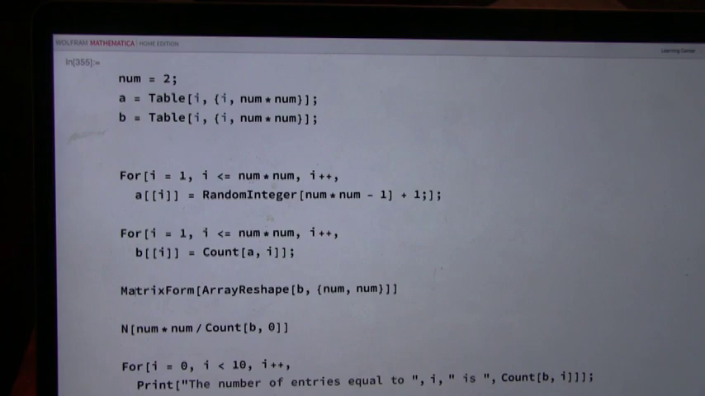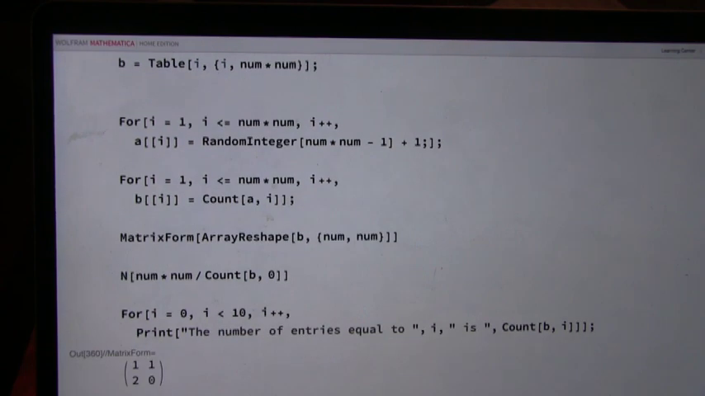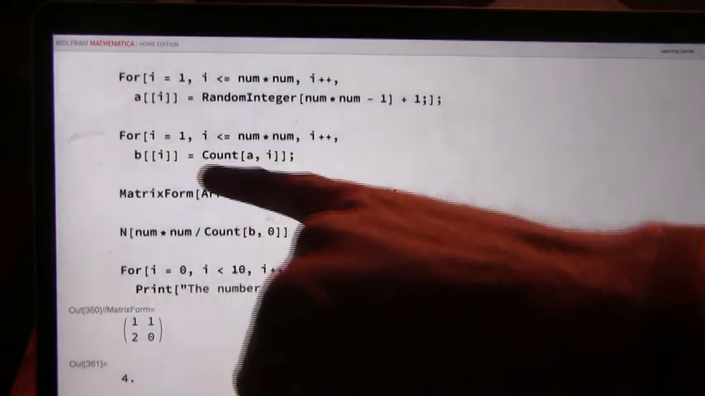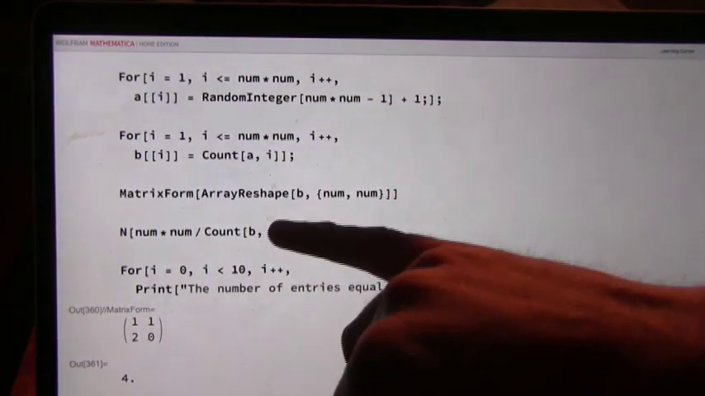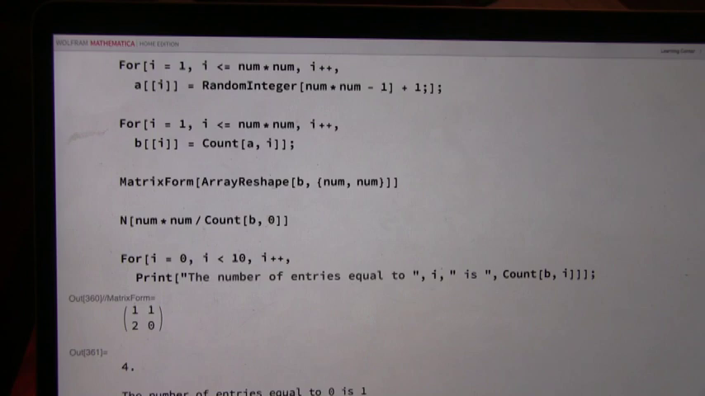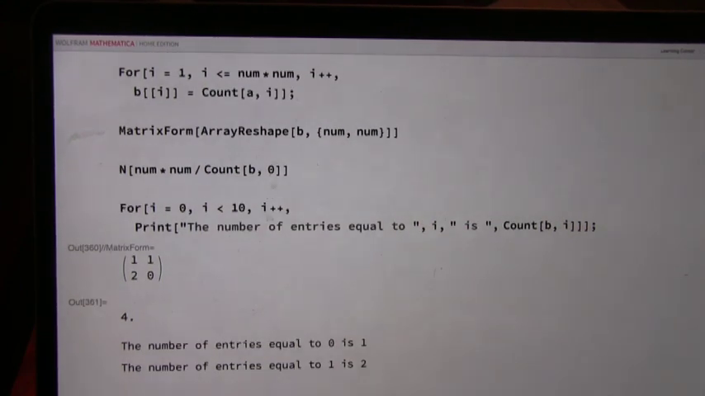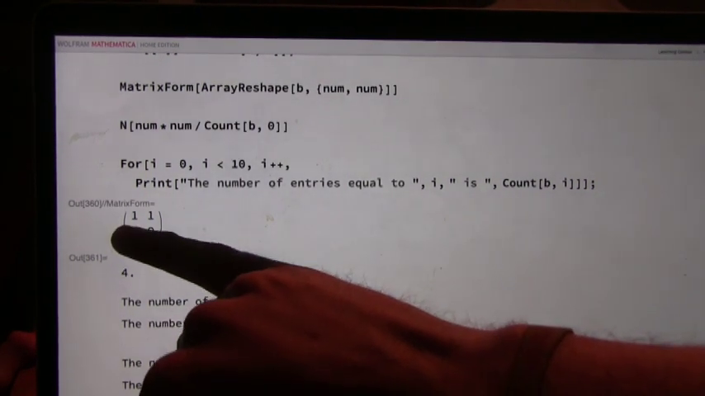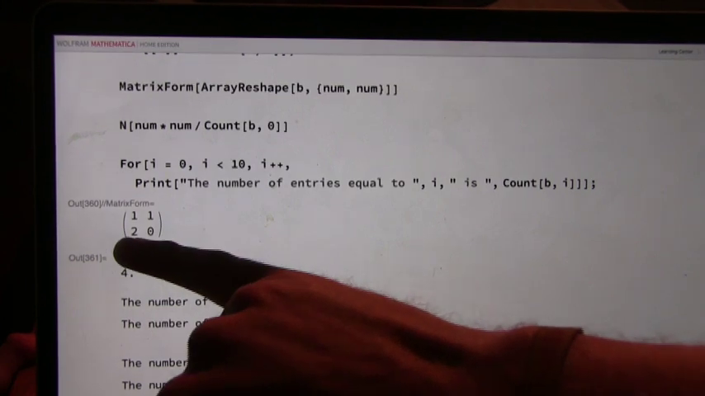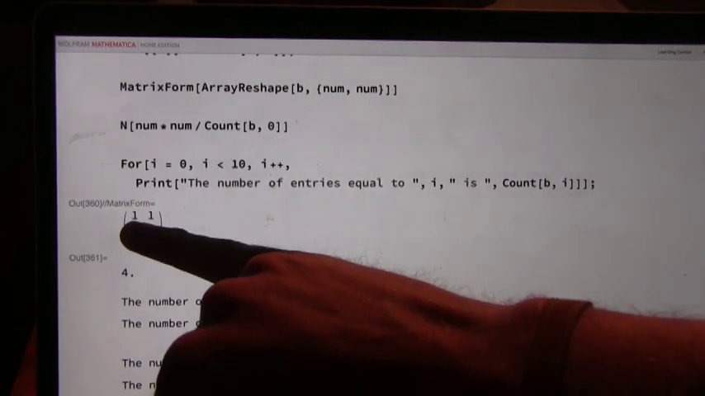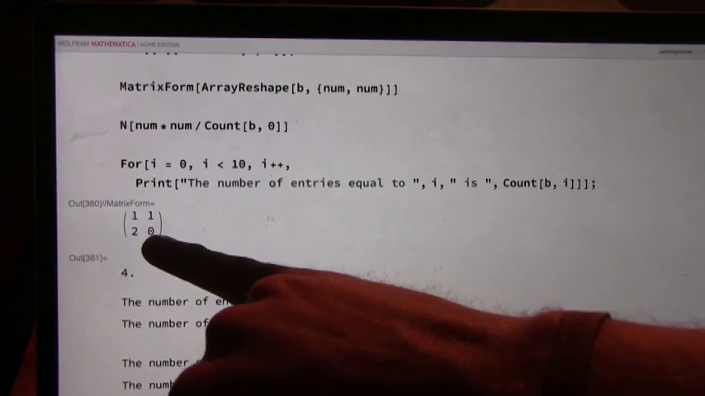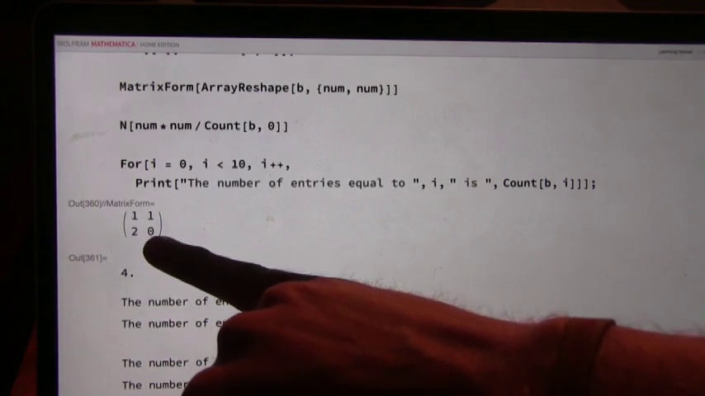So then I go through and I count the number of times each number appears. And then I make a grid out of that. So I'll just run it. Is this on screen? Yeah. Okay. So the number of times 1 appeared was 1, 2 appeared was 1, 3 appeared twice, and 4 appeared no times, in my little practice set of dice rolls here.